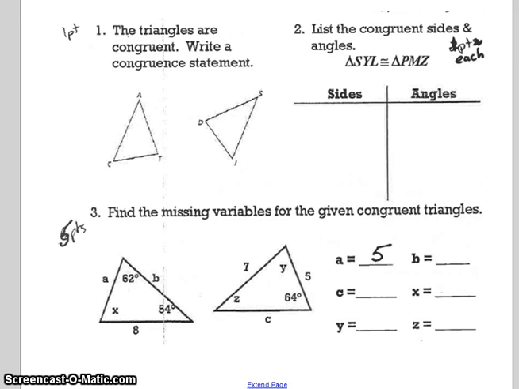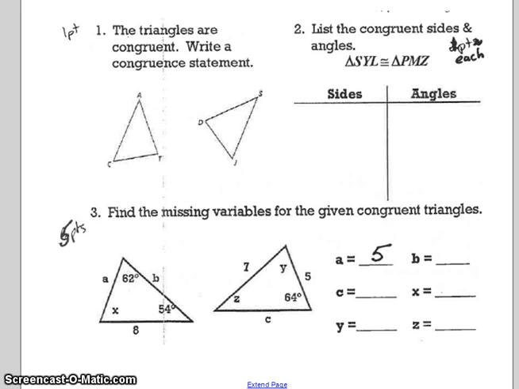Okay, here's the test corrections for the Unit 8 test. I'm going to go through this very quickly. Feel free to pause it, rewind the video as you go along. Alright, number one, the triangles are congruent. Write a statement, congruent statement.